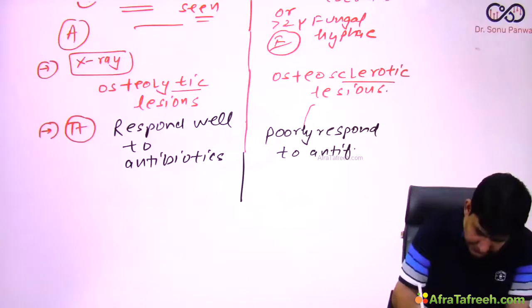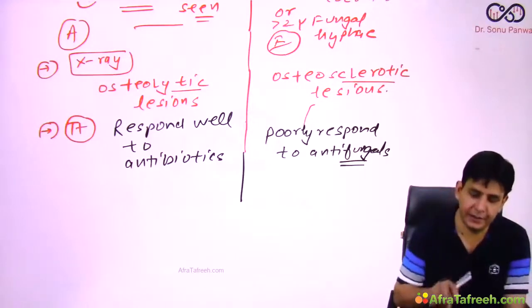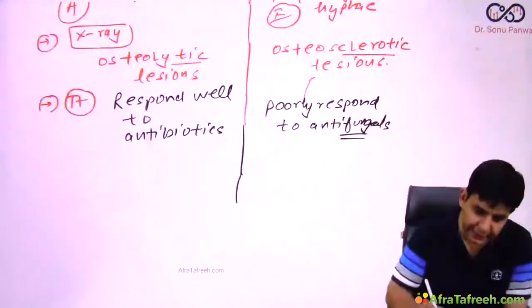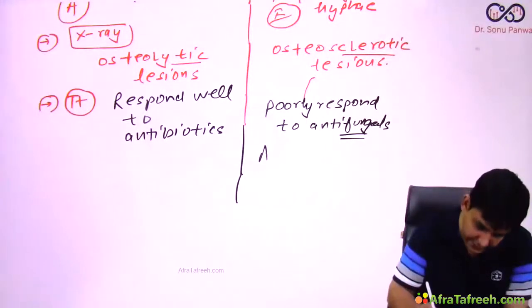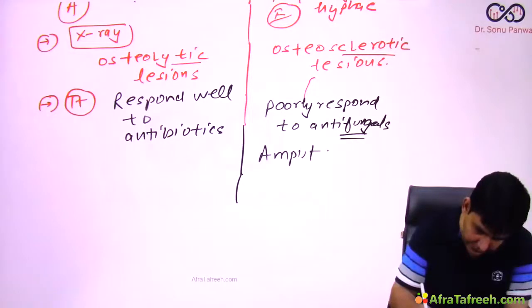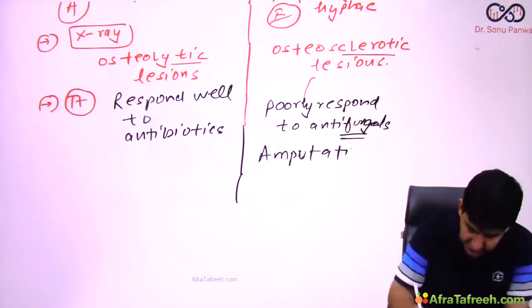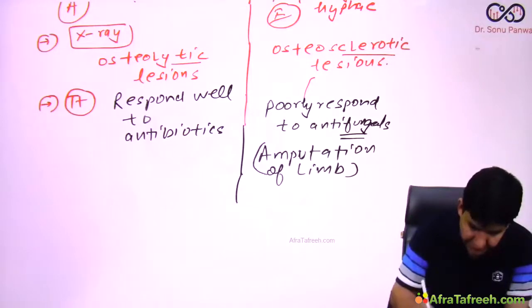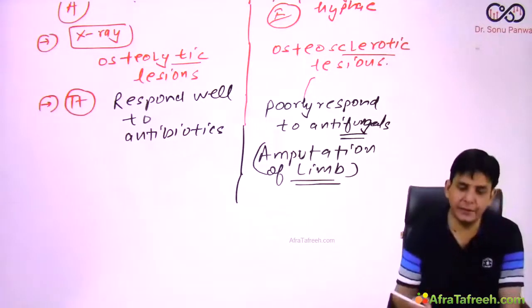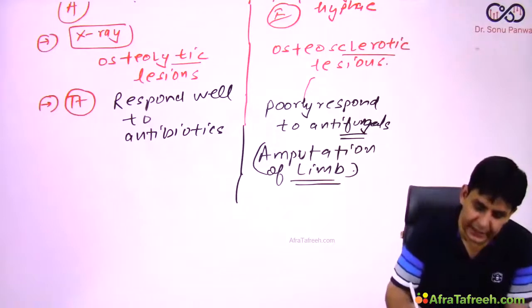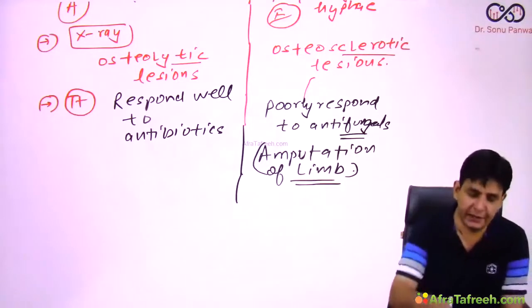Okay, this particular one responds poorly to what? Antifungals. So that's why the best treatment in this one is to go for amputation of the limb. You have to go for amputation of the affected limb, because in this one they do not respond to the antifungals.